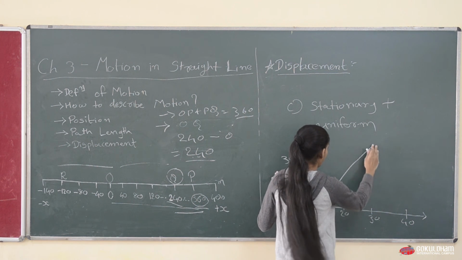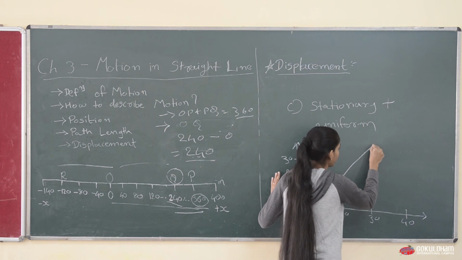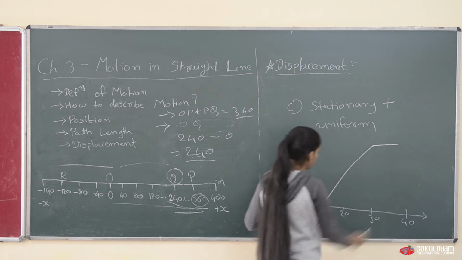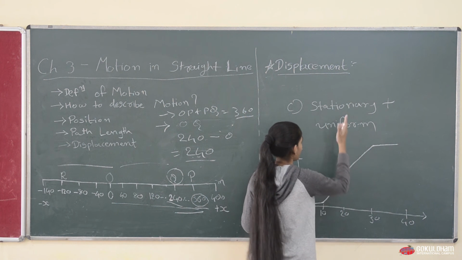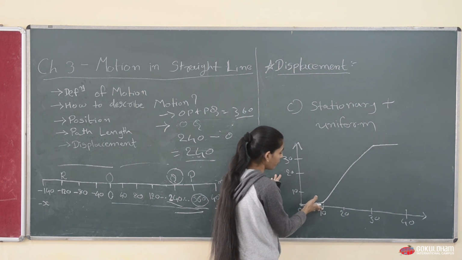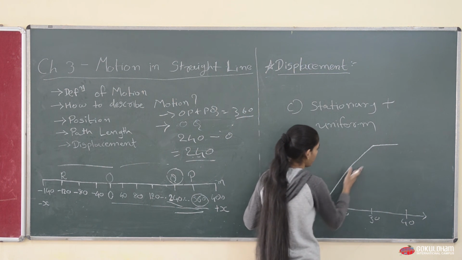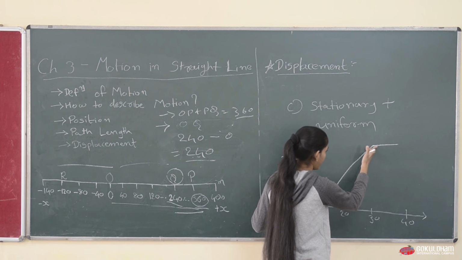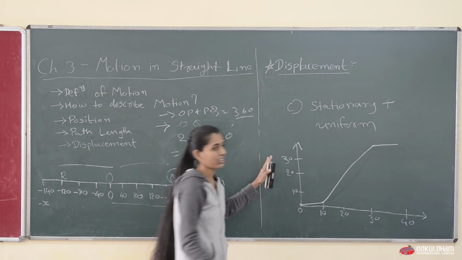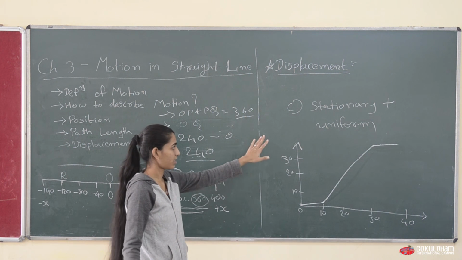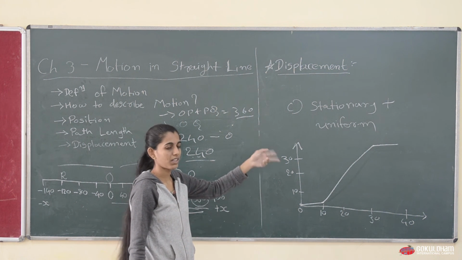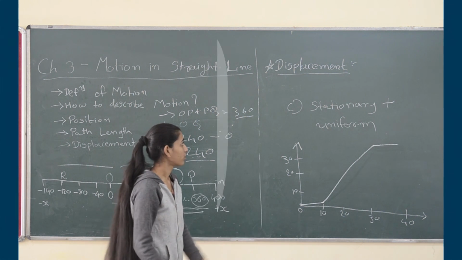Now at point 30, it again stops and is stationary up to 40 seconds. So this will be the graph formed for stationary plus uniform. At the start, up to 10 seconds our car is not moving. After 10 seconds the car starts moving at a uniform speed, and after 30 seconds it stops and the graph is the same as stationary. So these are the three scenarios of displacement. First was stationary, second was uniform, and third was a combination of both stationary and uniform. So that's it for today.